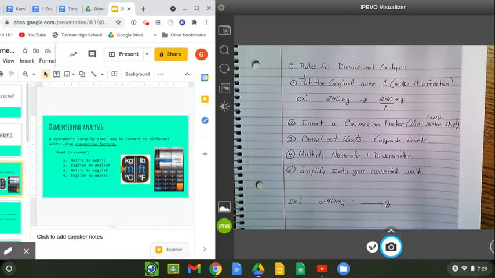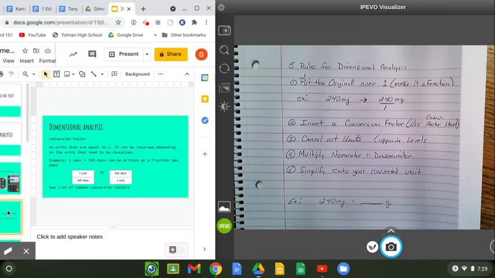Dimensional analysis is a systematic step-by-step way to convert to different units using a conversion factor. A conversion factor is a fraction. Okay, it is a metric unit that you can convert 2 different ways. Okay, for example, if you look here in the slideshow, 1 year equals 365 days.